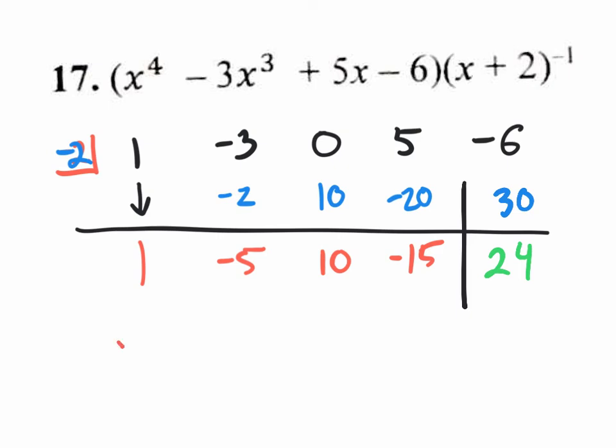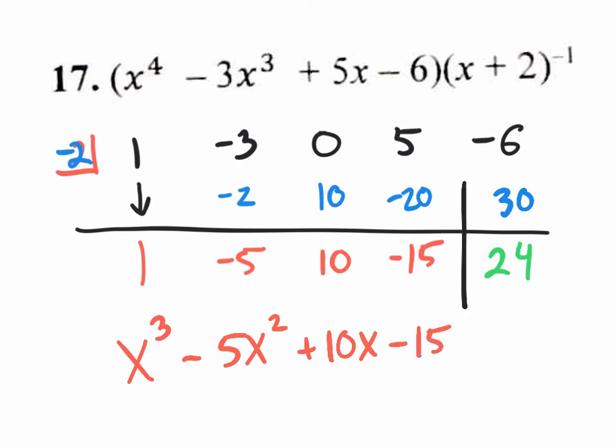So what's our answer going to be? It's going to be a 1x to the 3rd minus 5x squared plus 10x, then minus 15, and then plus the remainder. So I want to put plus. Because it's a remainder, you're going to put a fraction right there. By the way, if this would have been a negative 24, I would have put a minus right here. But it's a positive 24, so I put a plus. I put the 24 up on top and the original divisor on the bottom. The x plus 2 that we were dividing by, put that on the bottom. And ladies and gentlemen, we are done. That's your answer.